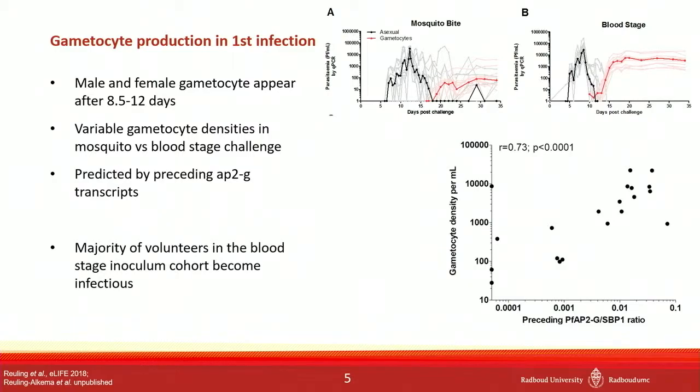And I'm looking forward to actually using this in the field because I think it could be a very useful tool. The other thing that's great is that the majority of these blood stage inoculated volunteers actually became infectious to mosquitoes after about 21 days after their inoculation.